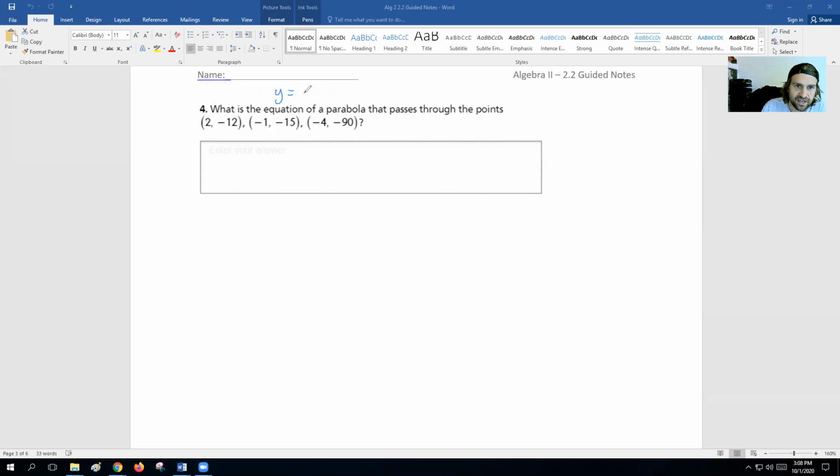We've got y equals ax squared plus bx plus c. This is the equation we want to use. We're going to replace all the x's with the number and set the equation equal to the y. So I have a times 2 squared plus b times 2 plus c equals negative 12. If I simplify this, it becomes 4a plus 2b plus c equals negative 12. Okay, next.